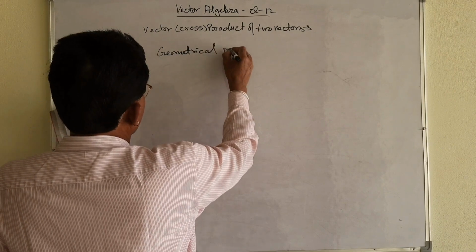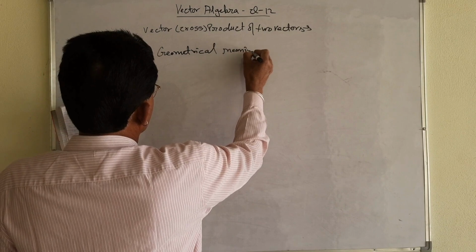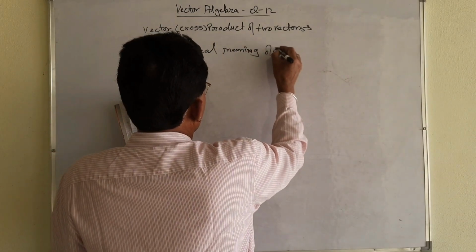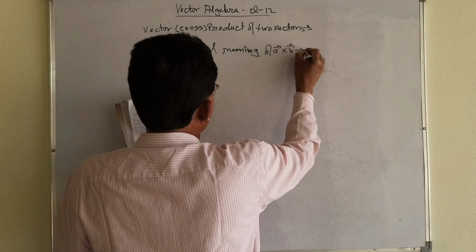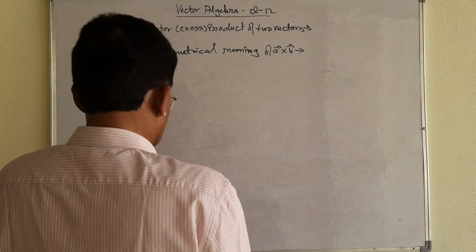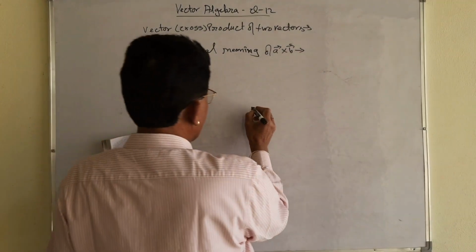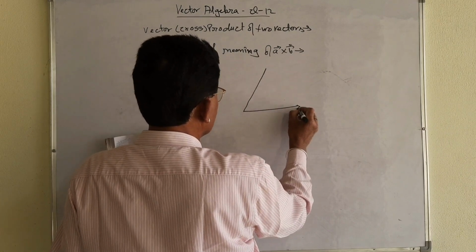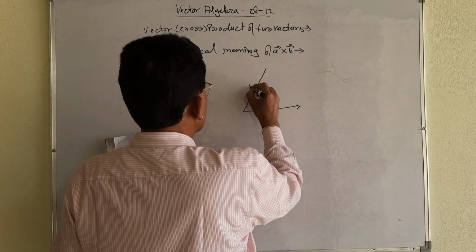Geometrical meaning. These results will also be important for the cross product of two vectors. Same thing I will take. I will take the two vectors. See, this is vector A and this will be vector B.